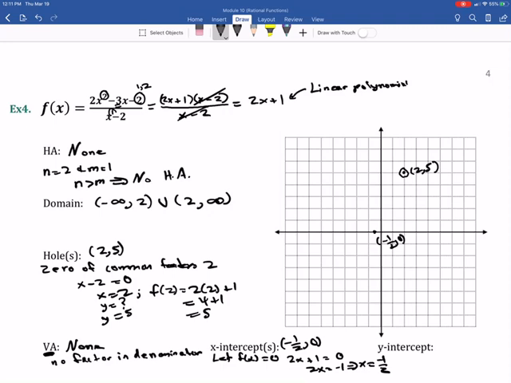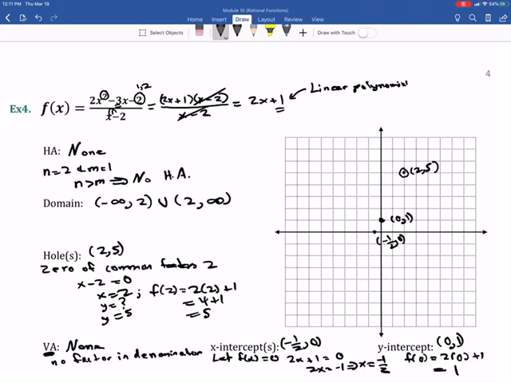Now, what's the y-intercept? Y-intercept is going to be what? 1. It's the constant term. Of course, we can show our algebra. We let x equal 0. Let's go ahead and show our work. We can plug it in. What's f of 0? 2 times 0 plus 1, which is 1. So y-intercept is at 0, 1. The constant term, the location of the y-intercept, right here at 0, 1.